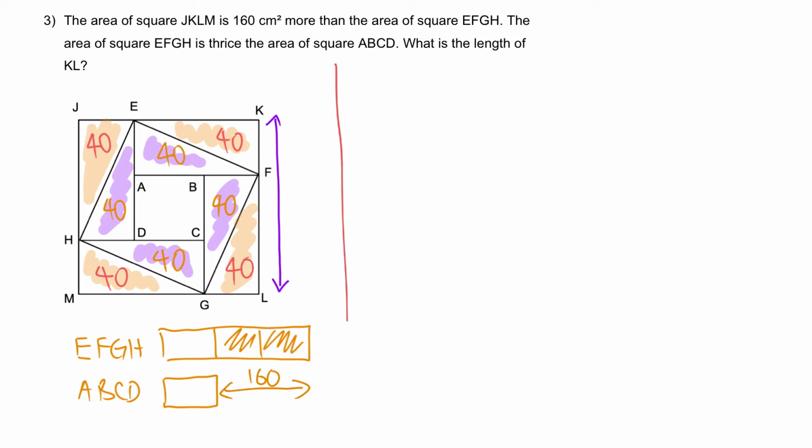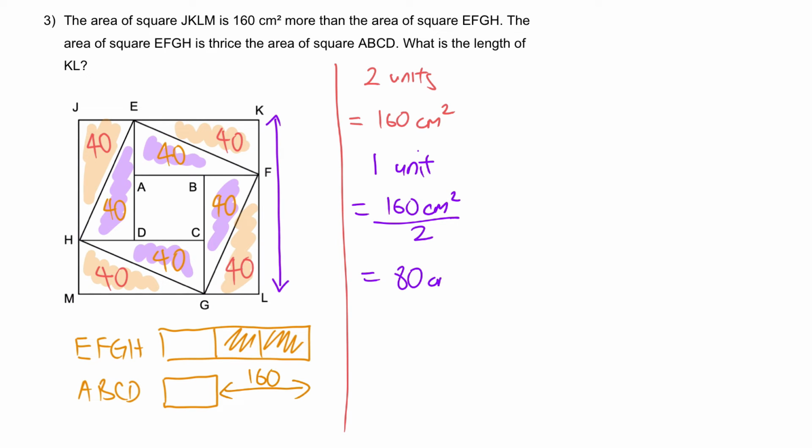The first step that we're going to write is 2 units is equal to 160 cm square. And 1 unit, which is the area of square ABCD, is just divided by 2 to give us 80. Hence, this is 80 cm square. Next, can we figure out the area of this entire square right now? We can, right? We just add up everything.